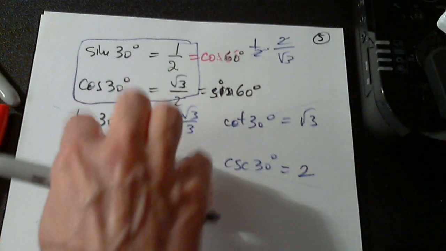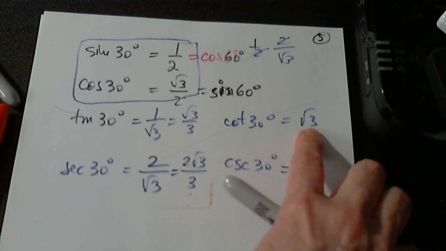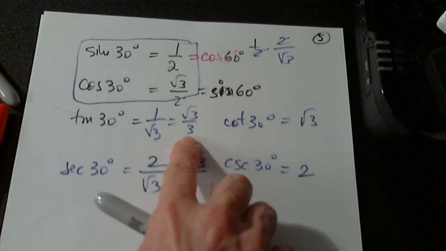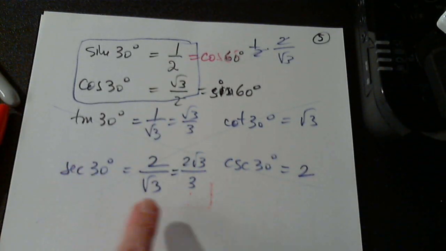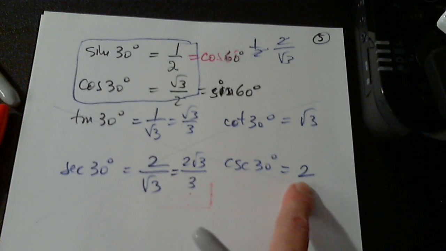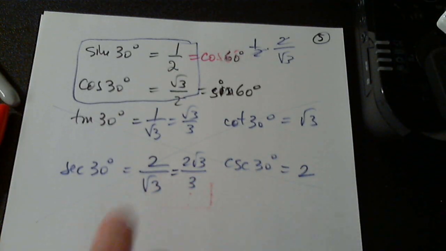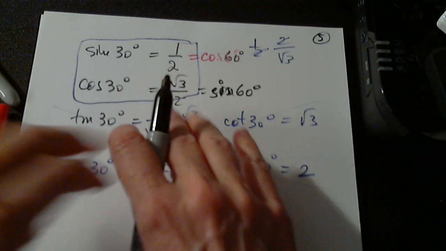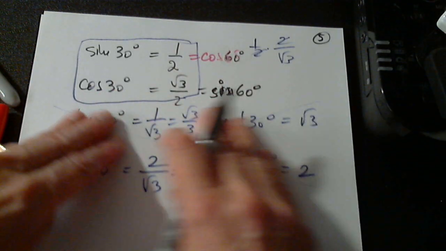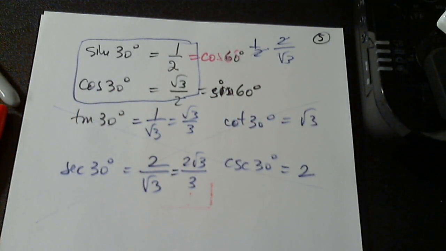So tangent of 60 will be this. Cotangent of 60 will be this. Secant of 60 will be this. Cosecant of 60 will be this. Do you need to memorize them? No, no, no, no. It takes you a blink.